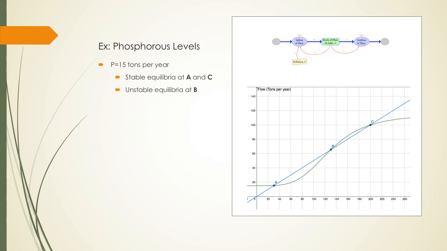The plot shows inflow and outflow when the parameter is at 15 tons per year. In this scenario, there are three equilibrium points. A and C are stable, whereas B is unstable. We can think of the equilibrium at A as a low phosphorus level with corresponding low levels of plant and algae life. The equilibrium at C represents a high phosphorus level with corresponding high levels of plant and algae life. High levels of plants and algae can lead to a situation where oxygen levels are low enough that animals can't survive in the lake, referred to as eutrophication.